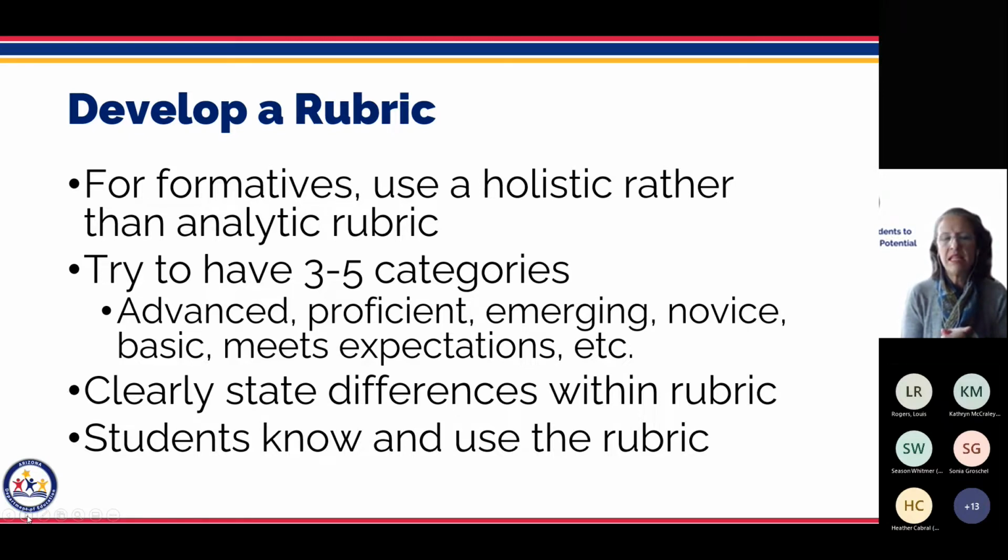What that basically means is a holistic rubric is just looking at one thing. Just one skill, which really fits with the idea of inquiry-based assessment. Just pick one skill. When you're creating your rubric, have 3 to 5 categories that students can fall into. I wouldn't go fewer than 3, but don't do more than 5. And you can label your categories as advanced, proficient, emerging.